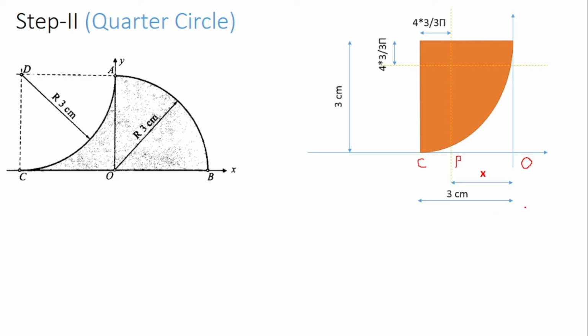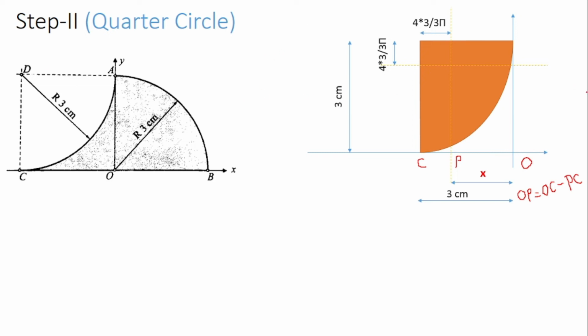So if you want to find the distance OP, it should be equal to OC, the total distance, minus PC. So in this way you can find out the value of x bar.